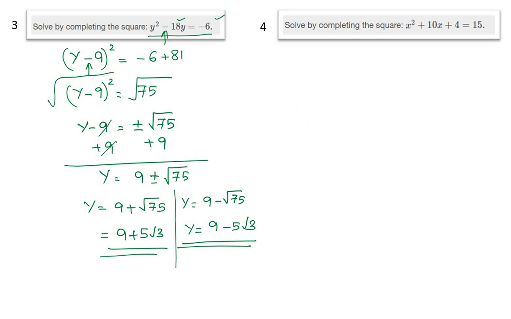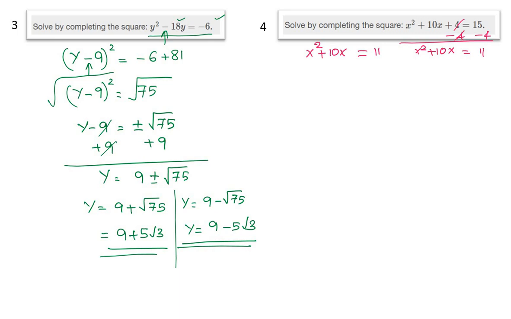That is this one, x square plus 10x plus 4 is equal to 15. Okay, so first we can simplify this one as x square plus 10x. We want to eliminate that 4 from here. So to eliminate that 4, we subtract 4 from both sides. So minus 4, minus 4. That will give you x square plus 10x. This gets cancelled. You will get 11, right? So we will get x square plus 10x is equal to 11.